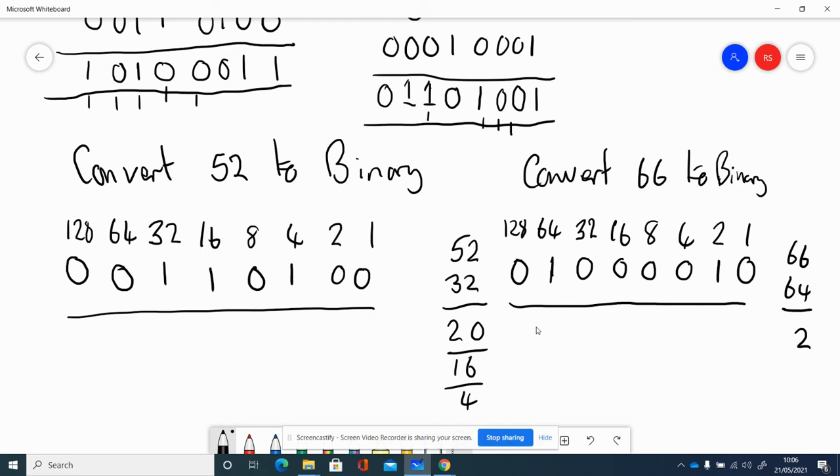You can always check back to see if you've done it properly, so you could just add them together. We've got 64 plus 2 is 66. In this case, 32 plus 16 plus 4. So we can do that as an addition if we want. 32 and 16 and 4. 3, 4, 5, 52. We carried the 1, and that just checks for us that we've done it correctly. And there's nothing wrong at all with checking back, reconverting and checking back in your exam when you're doing the exam.